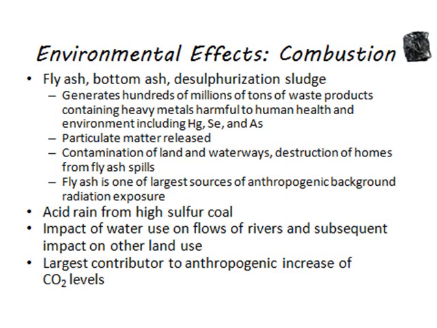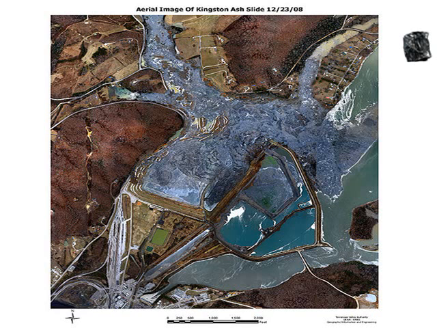Then, if you have high sulfur coal that's being burned, that can lead to acid rain. If you are taking water out of a river to create steam, that's going to affect the water flow through the river. And of course, there's always the carbon dioxide angle. Burning coal, burning any fossil fuel, produces a lot of CO2.